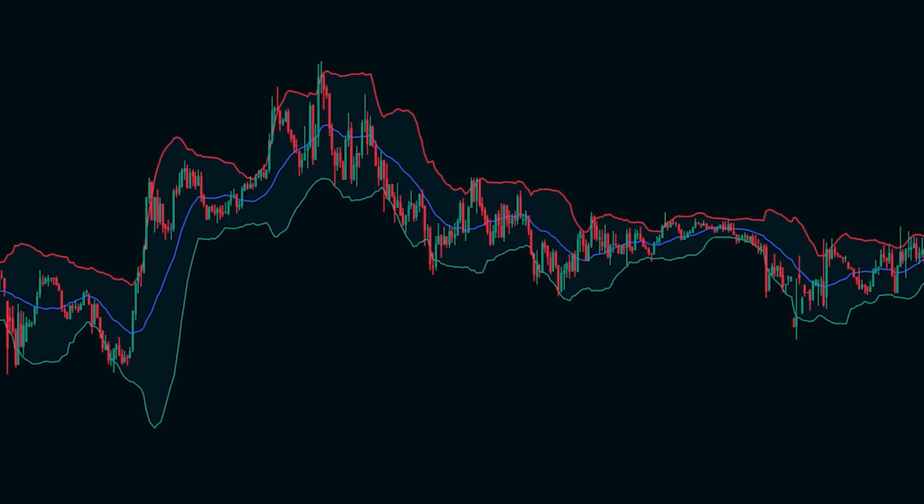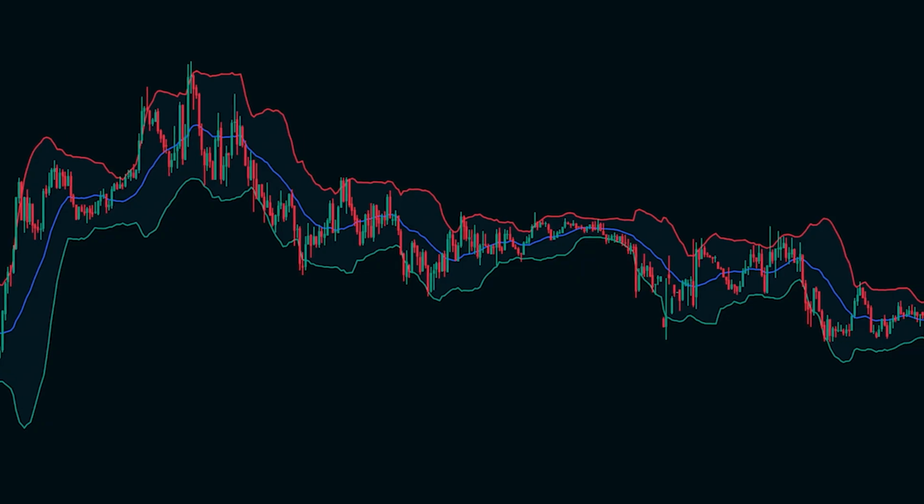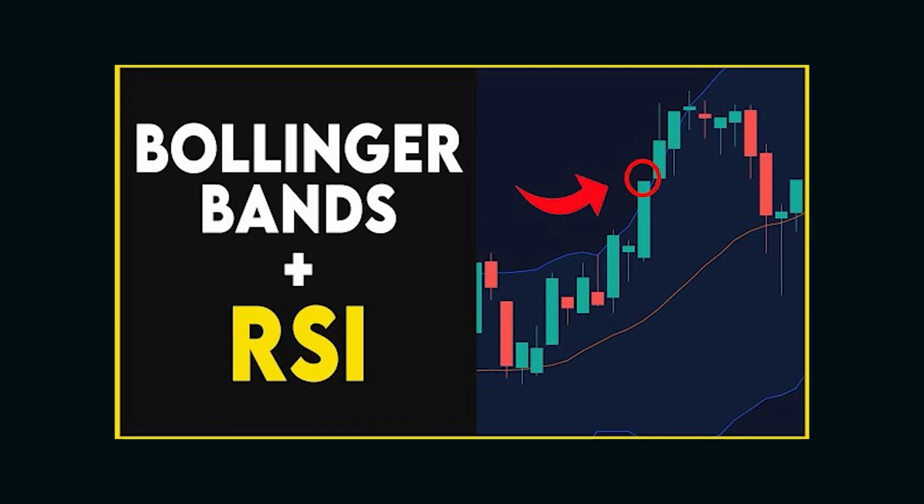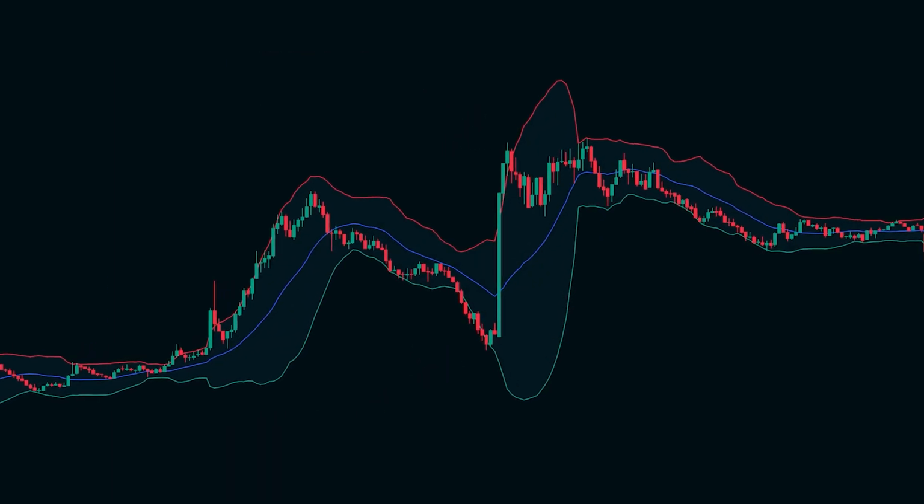If you have been using Bollinger Bands and consistently losing money, it is not because you don't understand the indicator. It is because you were taught the wrong approach from the beginning. Almost every Bollinger Bands tutorial teaches the same thing. Sell the upper band, buy the lower band. And here is why that is so dangerous.